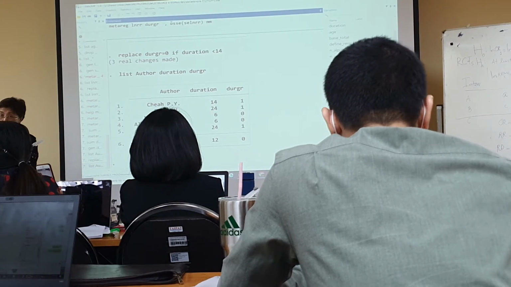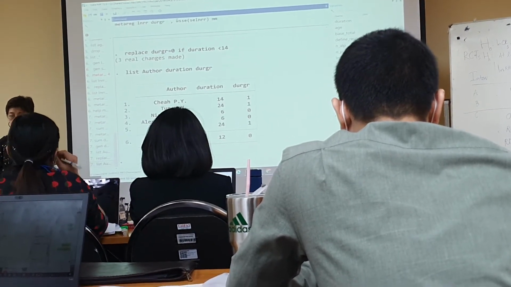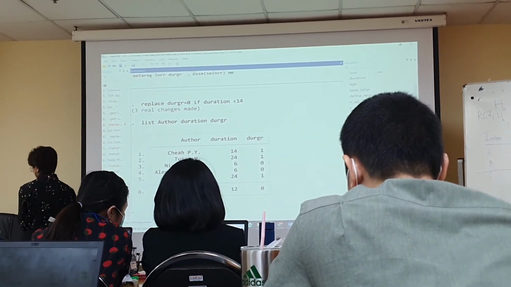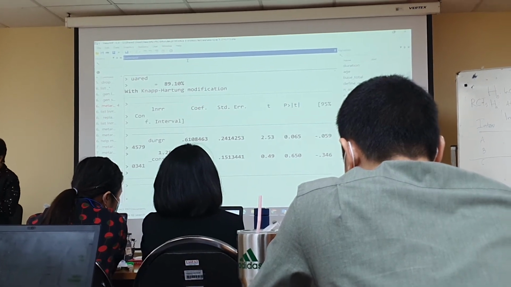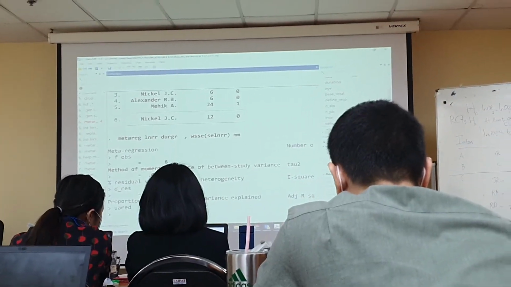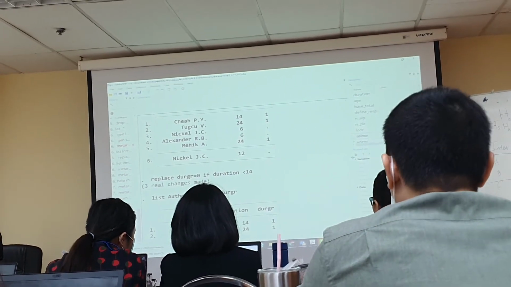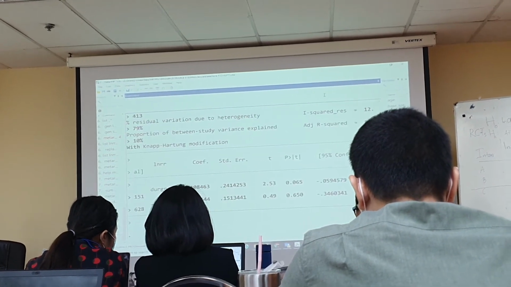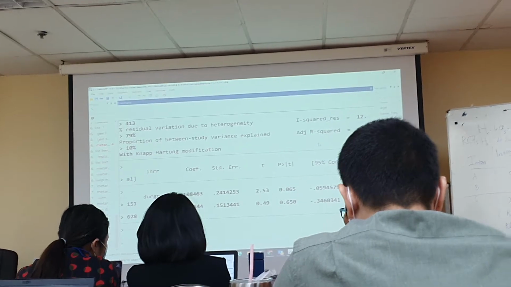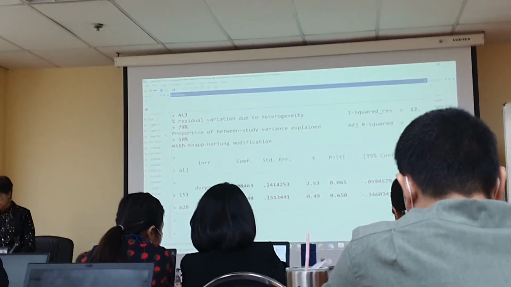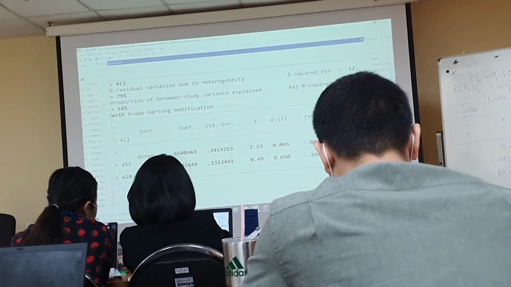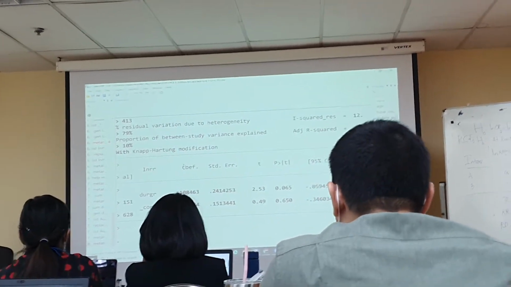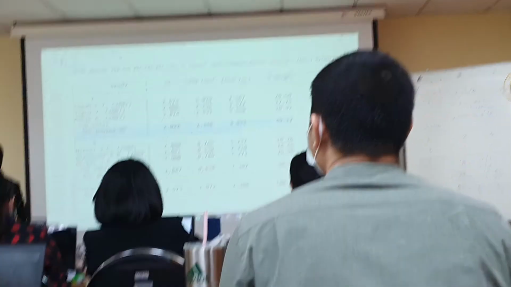Or you can do subgroup analysis straight away. But right now let's try with the previous command, and then add duration GR. It should be similar. Meta, M E T A. You can see that your I-squared is decreasing a lot, approximately 12%.